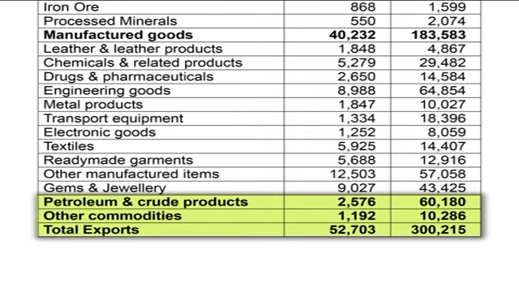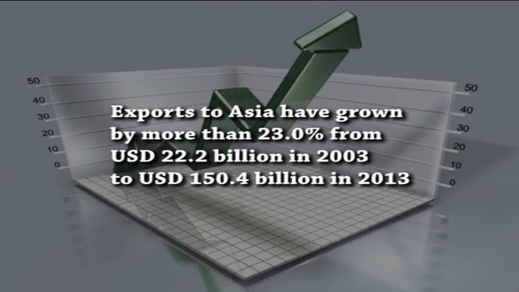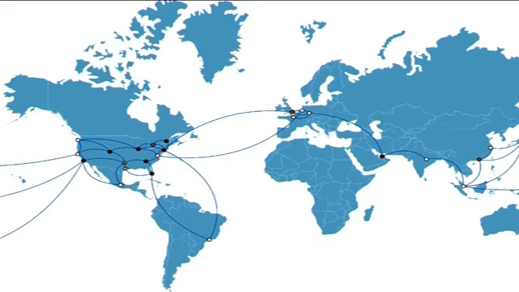Total exports of the country amount to 52,703 million USD in 2003, which has shot up to 3,215 million USD in 2013. Direction of exports. India's largest export partner has been Asia. Exports to Asia have grown by more than 23% from USD 22.2 billion in 2003 to USD 150.4 billion in 2013. The next largest export destination is Europe, followed by America.